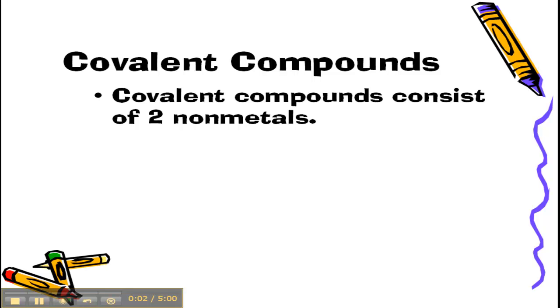So today we're going to learn how to write formulas and name covalent compounds. Now covalent compounds are different from ionic compounds in a few different ways. The biggest way though is that they have two nonmetals. Ionic compounds consist of a metal and a nonmetal. So there's no charges involved with covalent compounds. They're going to share their electrons.